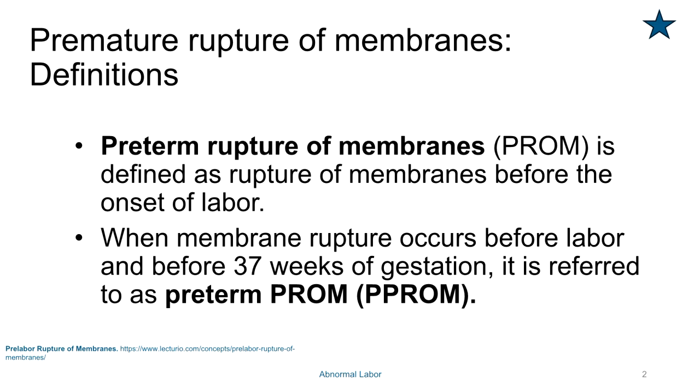So we have here two concepts. Preterm rupture of membranes is just before labor, and preterm premature rupture of membrane, which means it's before 37 weeks.